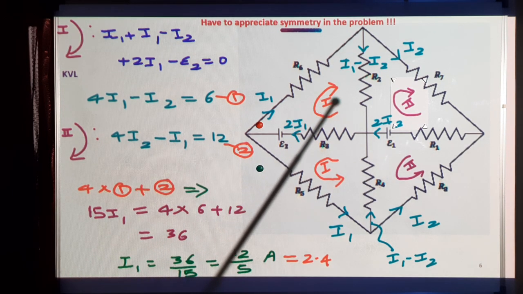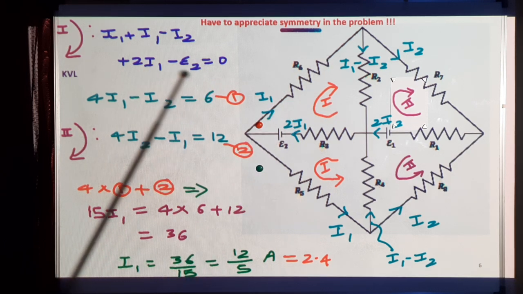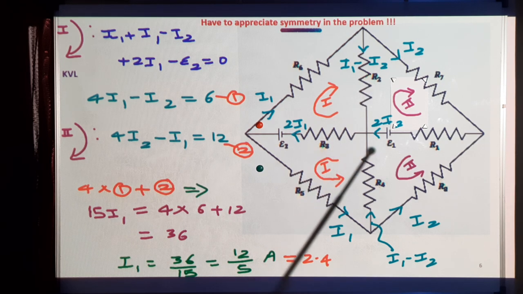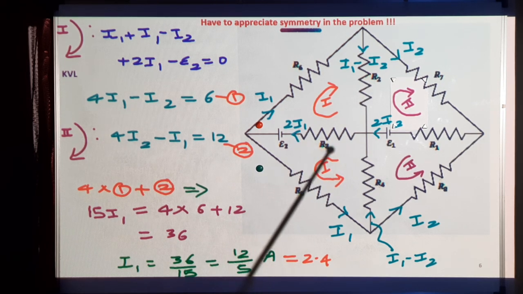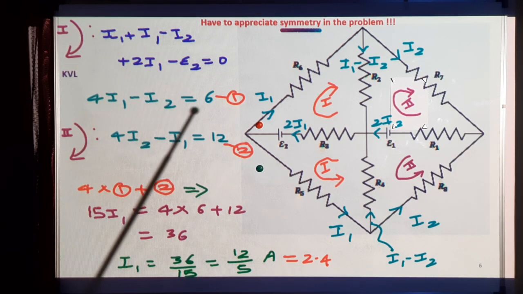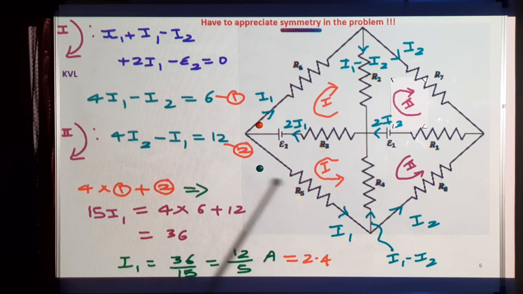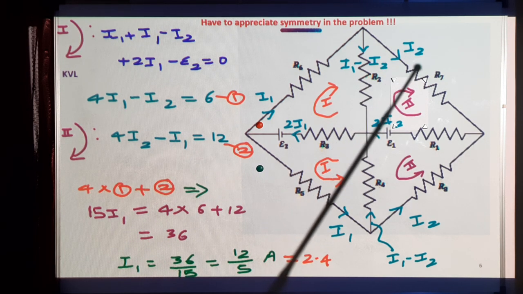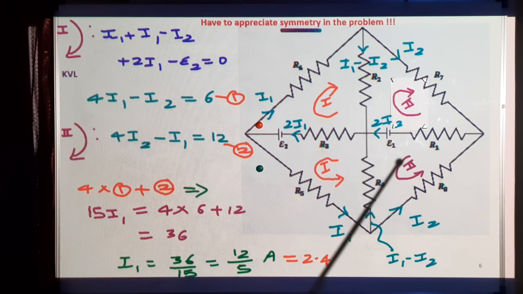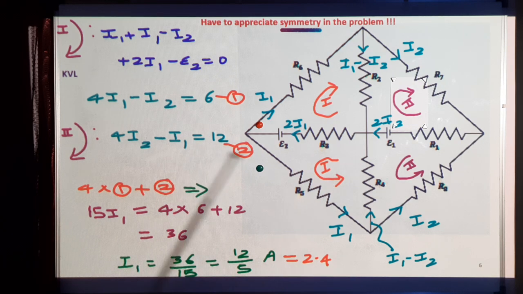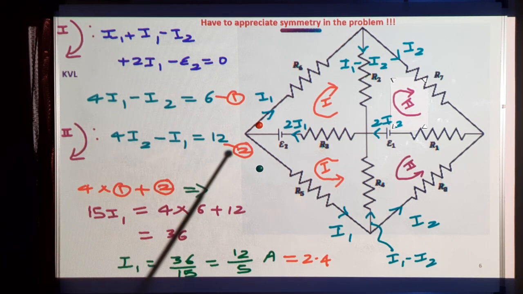So applying KVL in this loop, I1 into 1 plus I1 minus I2 into 1, all the resistors are 1 ohm. And the drop from here to here is 2I1 into R3, so 2I1. And there is a voltage rise minus E2. So this we can simplify as 4I1 minus I2 equals 6. E2 is 6 volts. In the second loop, it's just 1 and 2 are interchanged. If you interchange 1 and 2 here, but for E2 I have to make it E1 and the value is 12. So I'll get 4I2 minus I1 equal to 12.